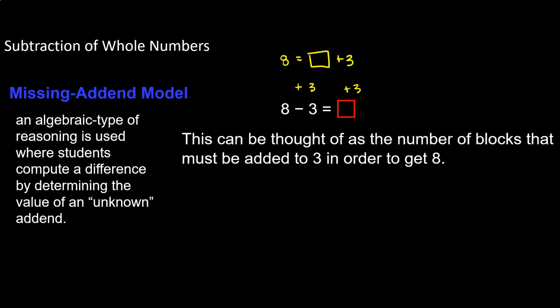For some reason, our brains work better when we count up than when we count down. And maybe not everybody is like that, but I know it's true for me. If I had to think about 8 take away 3 versus something plus 3 to get 8, my brain quickly jumps to 5. So we can rewrite any subtraction problem as a missing addend problem, where we just have an empty box that represents the same value as the answer to the subtraction problem.